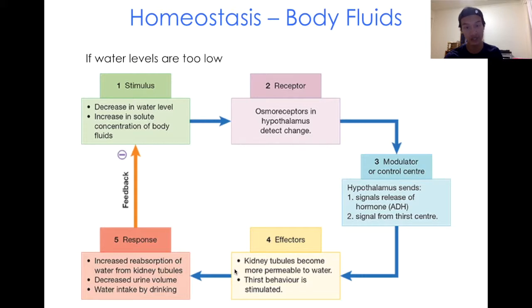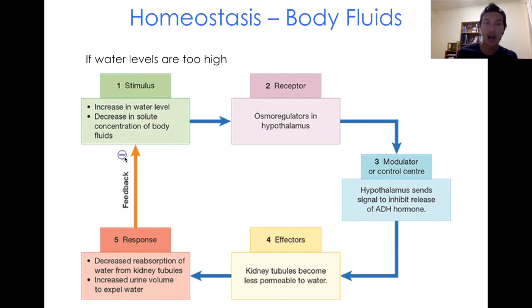The effector is your kidneys, or your kidney tubules more specifically, which become more permeable, reabsorbing more water. Your thirst center in your brain is stimulated, and therefore your mouth starts to feel really thirsty. And then the response is increased water reabsorption in the kidneys, decreased urine volume, and also increased water uptake by drinking. And then as a response, the fluid levels feed back into your body and increase to counter that change. And that, once again, is a negative feedback loop, as indicated by that symbol there. Okay.